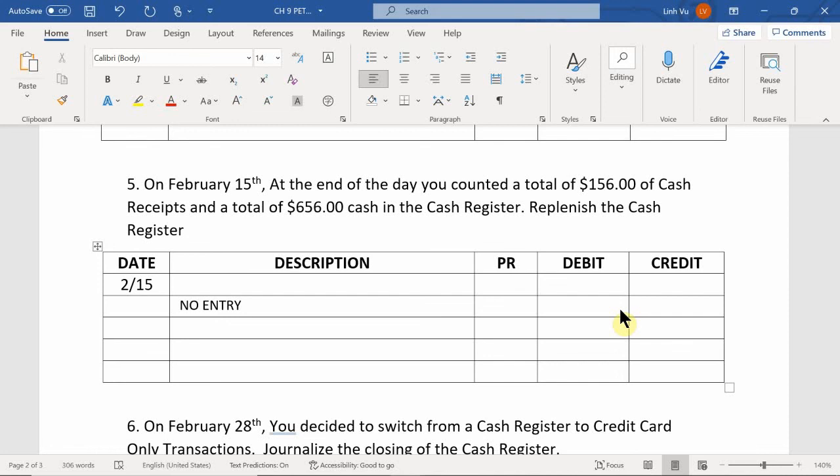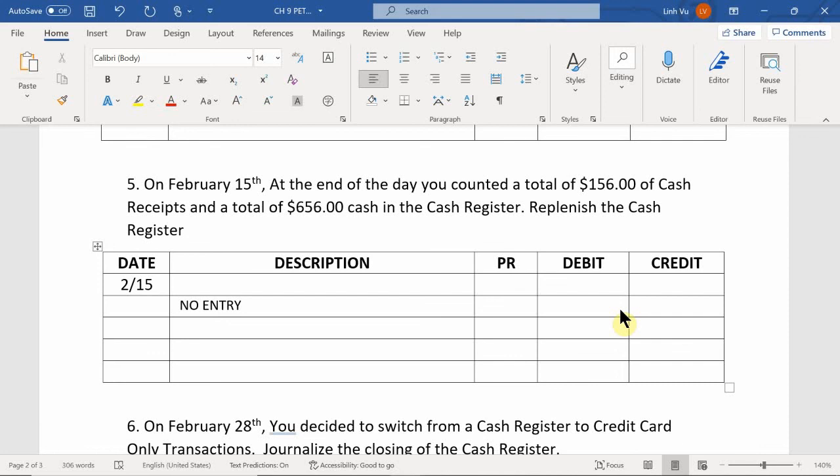Now a cash register. The way we treat the cash register is similar to a petty cash drawer. We establish it with a certain amount of money. The way we increase it or close it out is all the exact same. The only difference is that with the cash register, when you make a sale, you're collecting money as opposed to taking out money.